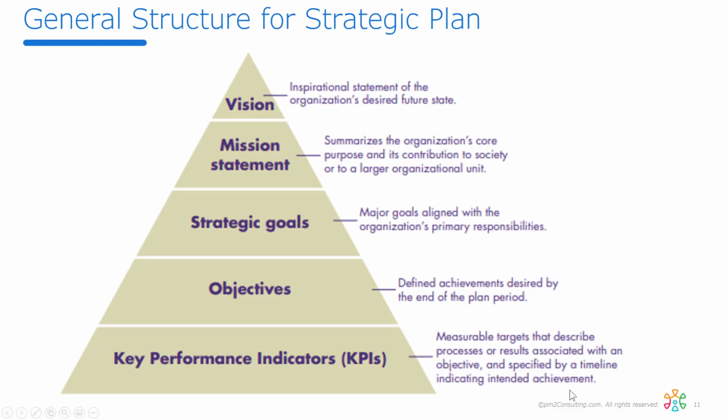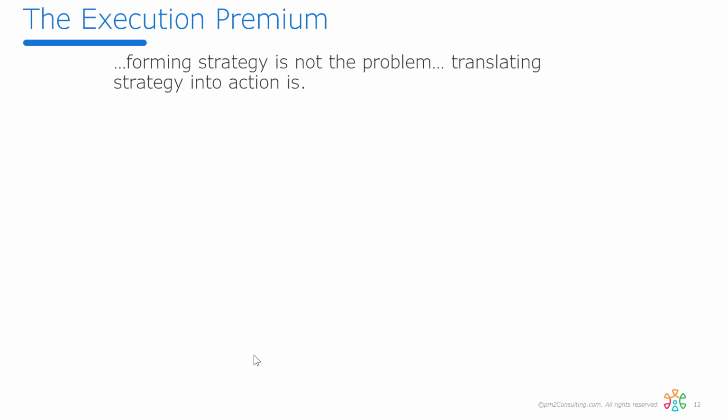The premise of the workshop is fairly straightforward. Any strategic plan needs to cover off a series of elements. We have to take your vision, translate that into your mission, from there, strategic goals, objectives, and then key performance indicators. But here's what we know. Our research at Harvard indicates that forming strategy is not the problem. The issue is about translating strategy into action.